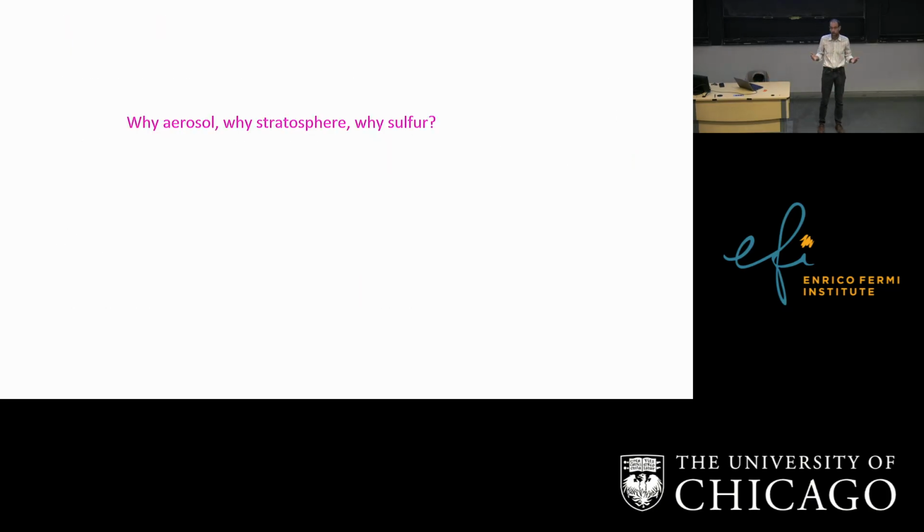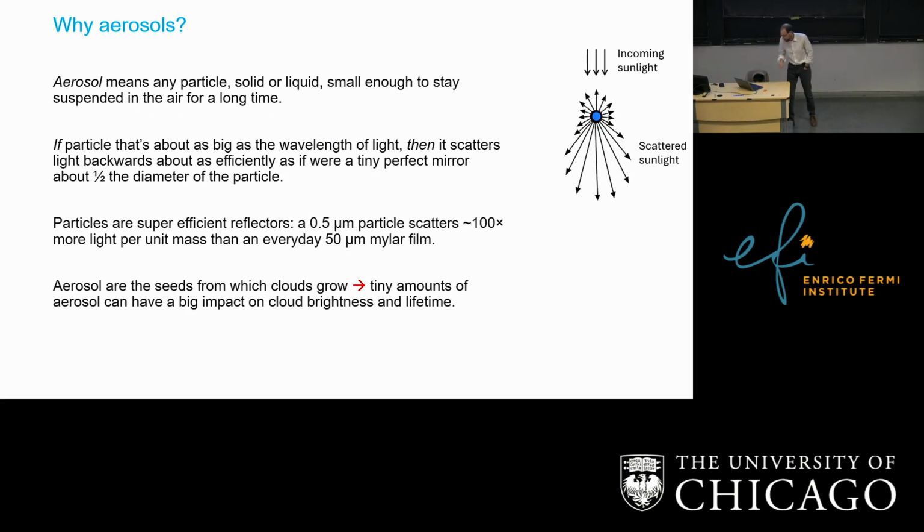Now I want to deal with these three questions in a row in some detail. Why are we talking about aerosols? Why are we talking about the stratosphere? Why are we talking about sulfur? So aerosols first. Aerosol is just a kind of fancy word for a particle that's small enough that it doesn't sink very quickly. That is, its settling time is slow. So just think of an aerosol as a particle, could be a solid or liquid, that's small enough that it is suspended in the air, not forever, but for long enough that you can think of it as suspended.